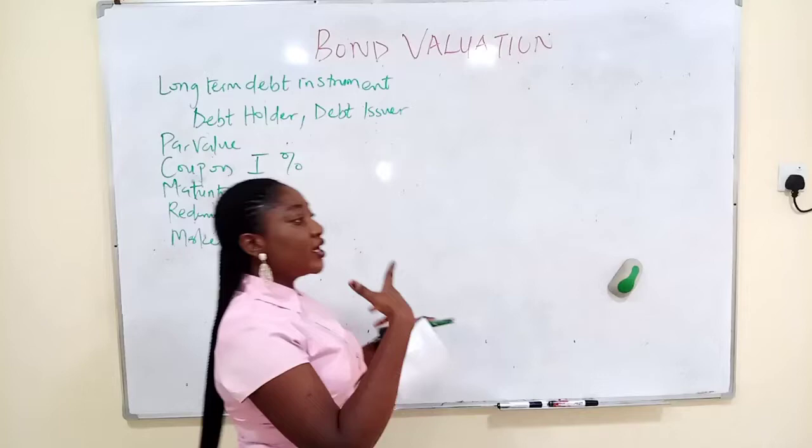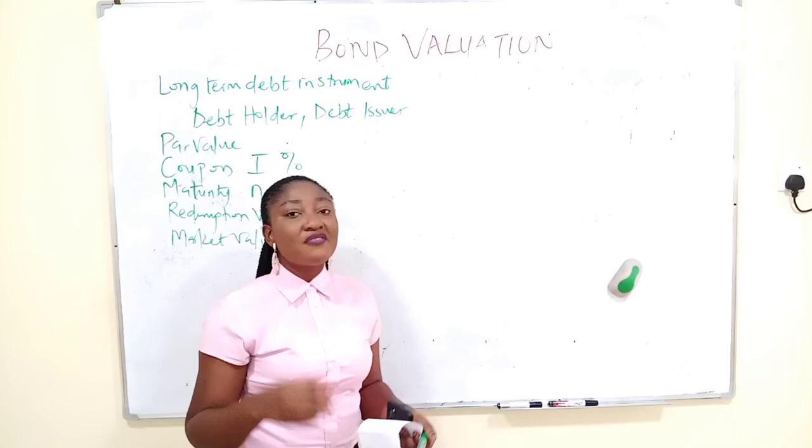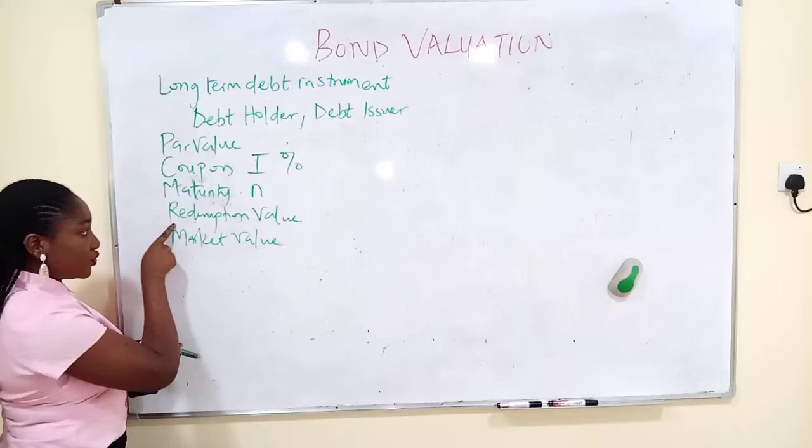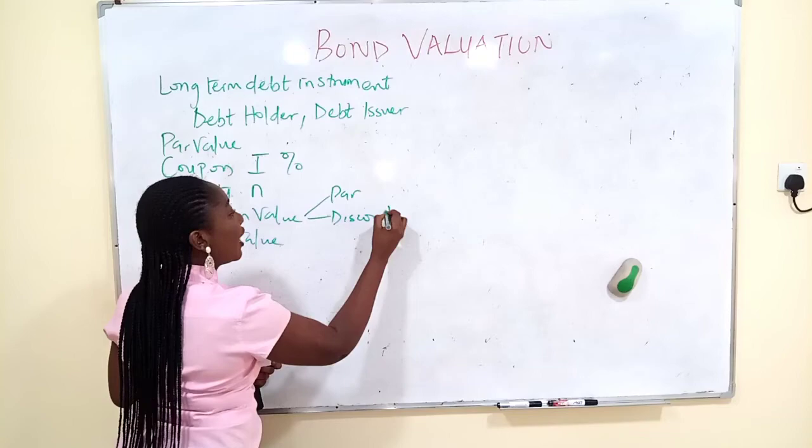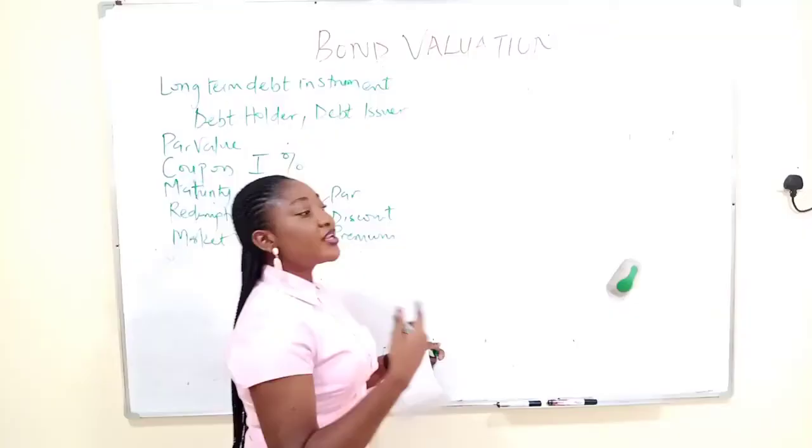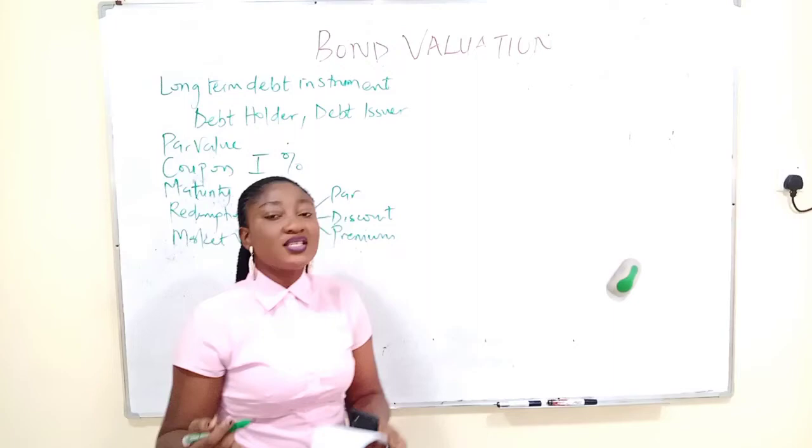Now the next one is redemption value. Every bond has a redemption value. The redemption value is the amount of money, the lump sum, that will be payable to the debt holder after the debt matures. And this redemption value could be at par, at a discount, or at a premium. So they will tell you: an 8% redeemable debenture trading at 96 naira per 100, redeemable in 5 years' time at a discount, at a premium, or at par.